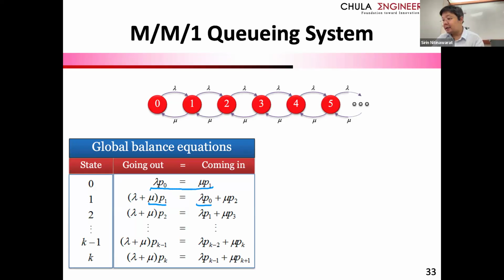So why don't I just cancel them? Because I already know they are equal from the first equation, right? So what do I get when I do the cancellation? Lambda P1 equals mu P2, right? So I simplify the second equation using the first equation, right?